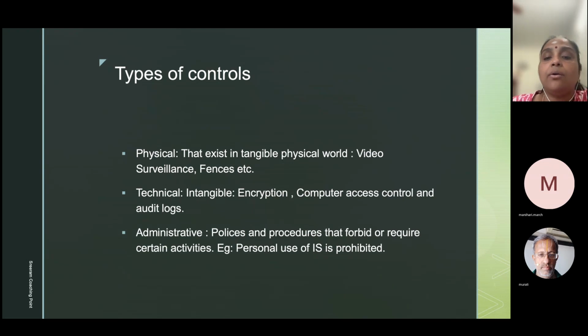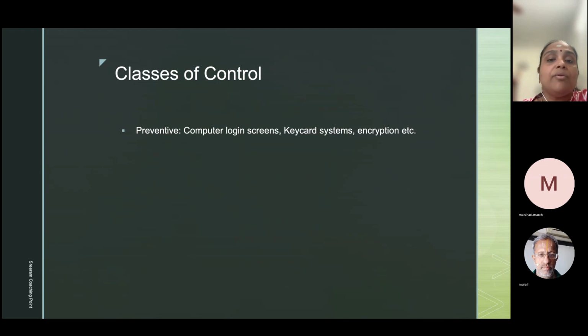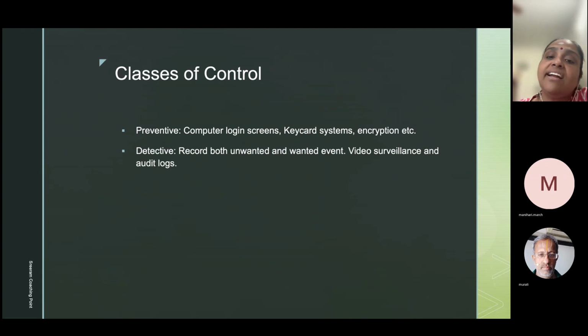Then administrative control, which forbids or requires certain activities. For example, all the employees are prohibited from signing on to Facebook using your office computer or your office laptop. That is administrative control. We don't want people to go there. Now, classes of control: they are preventive, like computer login screens, key card system, encryption. So we prevent before something happens. And then we have the detective control. This records both unwanted and wanted events, like video surveillance and audit logs.